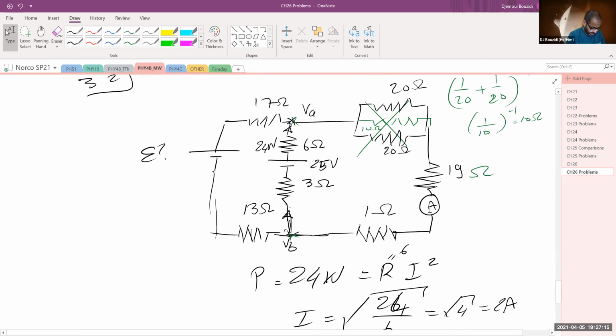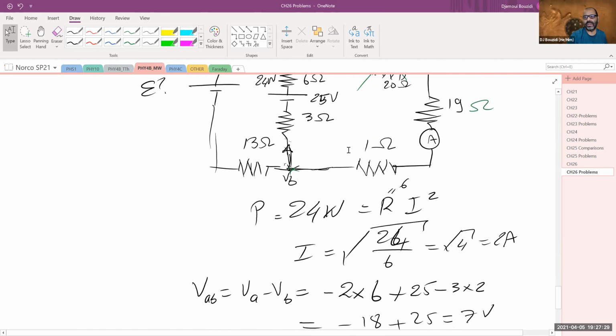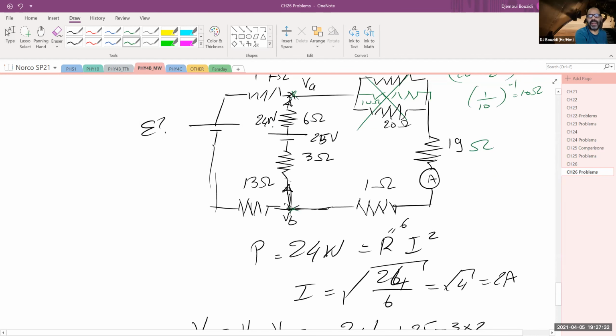Now, what are the polarity and EMF of the unknown battery, assuming it has negligible internal resistance? Okay, so we need to go through this side. Now let's tally the currents, because it's critical to find out what's the story of the current. The current 2 amps is coming in here. We found it from the previous step. And this current that we found is 7 over 30 amp.